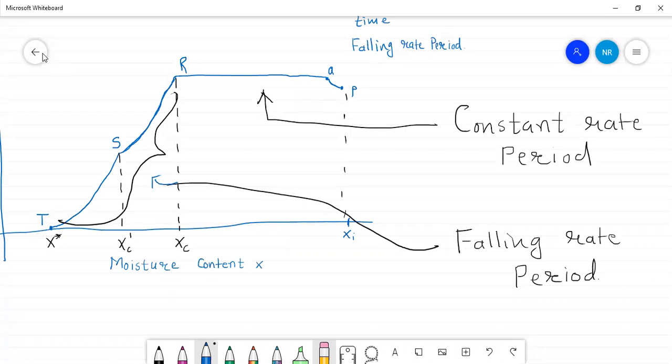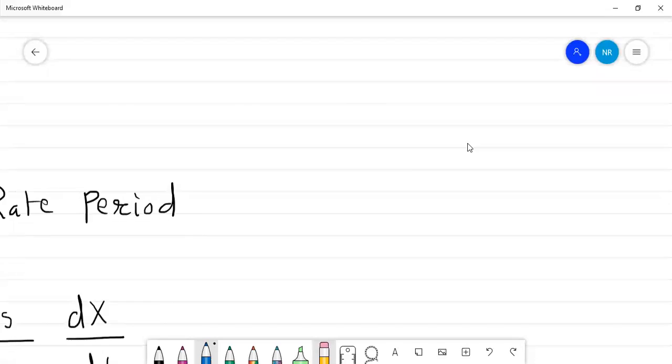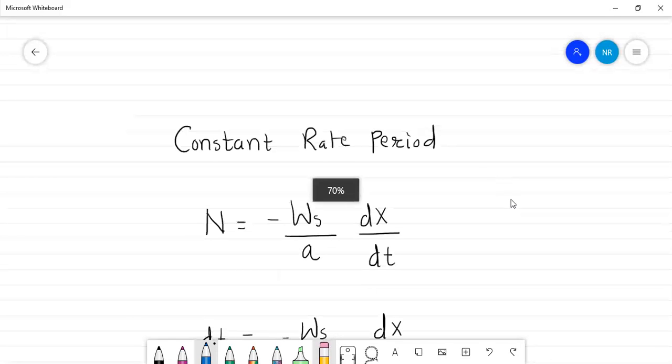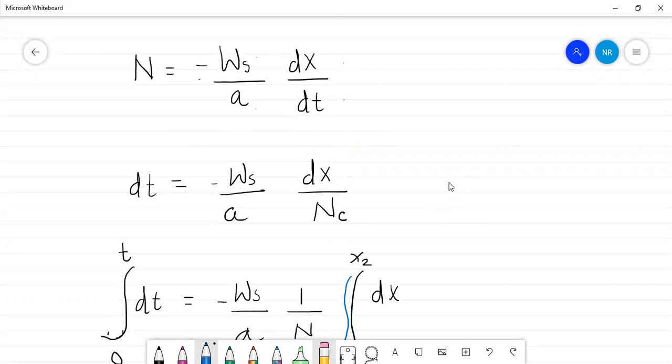For the constant rate period, we also derived it. As you see on your screen, for the constant rate period, N is equal to minus weight of solid divided by area of drying, dX divided by dt. If I rearrange this equation, because ultimately we require the moisture content versus time, dt is on one side and dX on the other. So integrating dt from 0 to t gives minus Ws divided by A.